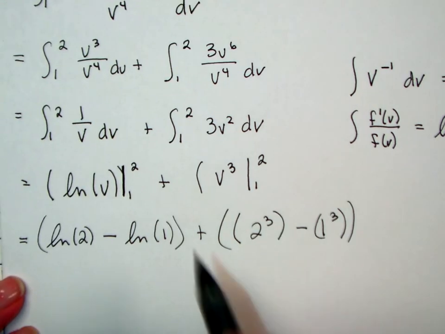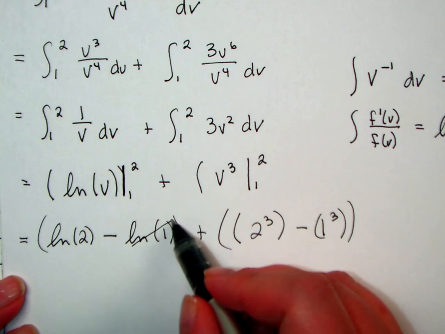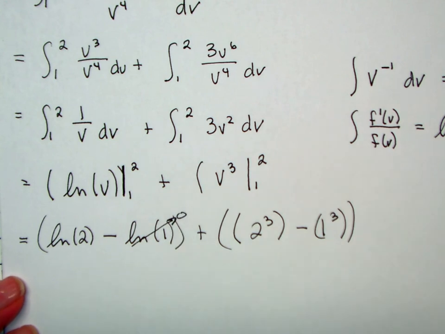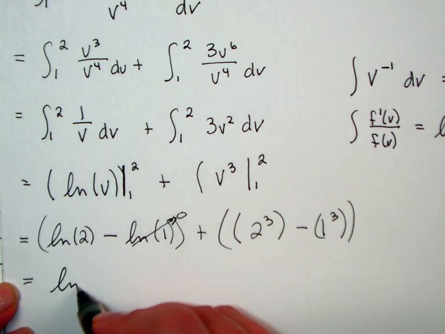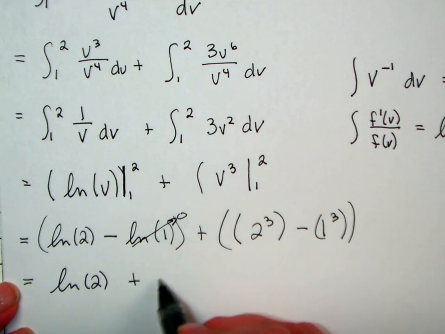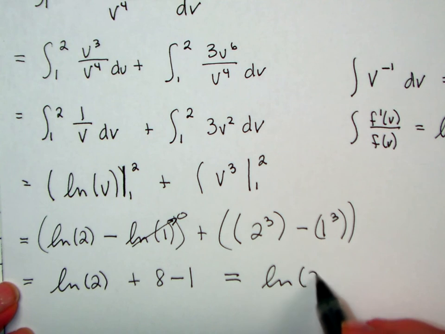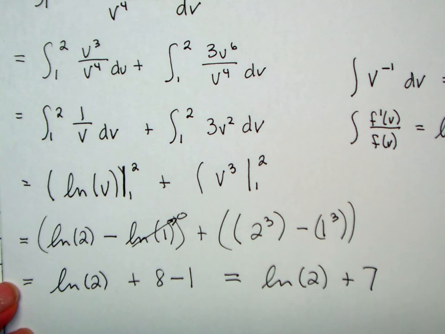And so ln of 1 is 0. You can plug it in your calculator if you don't believe me, but it is. So we're going to get ln of 2 minus 0 plus 8 minus 1. So the final answer is ln of 2 plus 7.